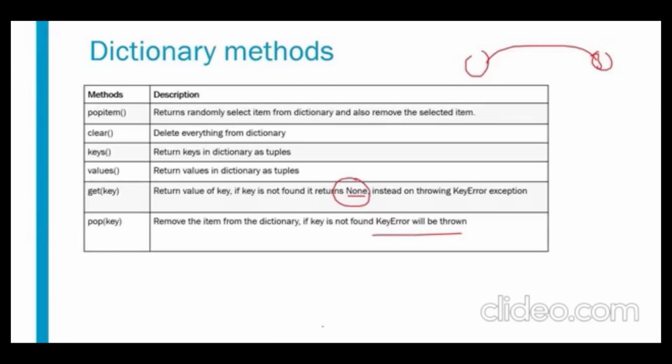So these are the dictionary methods or functions we commonly use in Python. This is all about the dictionary object in Python.